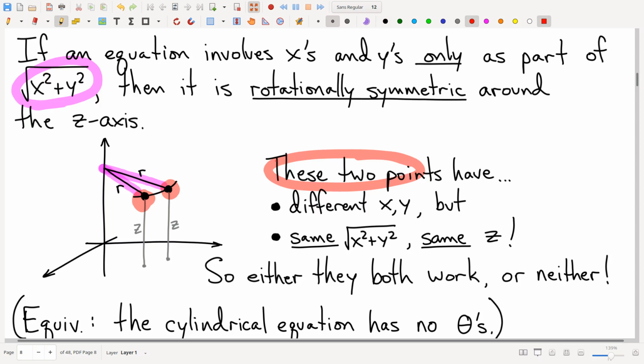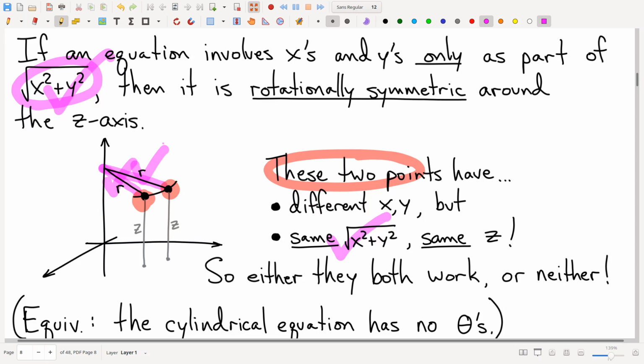Definitely different points. But here's the thing. X and y don't really matter. In the equation, x and y only show up as part of that expression. And these two points have the same value of square root of x squared plus y squared because they have the same distance from the z-axis because they're rotations of each other.